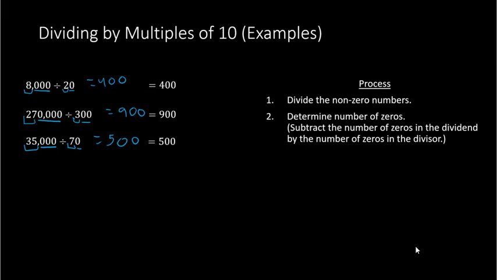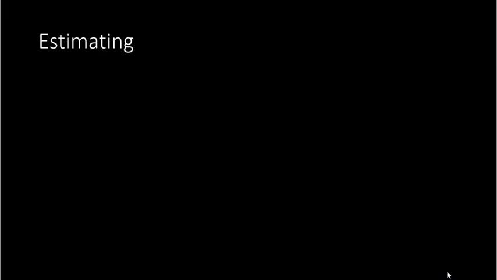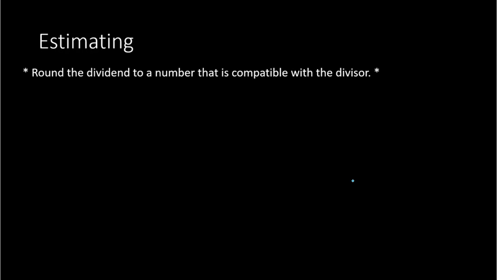All right, so we've given you plenty of examples on how to divide by multiples of 10. And now we're going to use that to estimate. So we're going to try to estimate different answers. And to do this, we can round the dividend to a number that is compatible with the divisor.